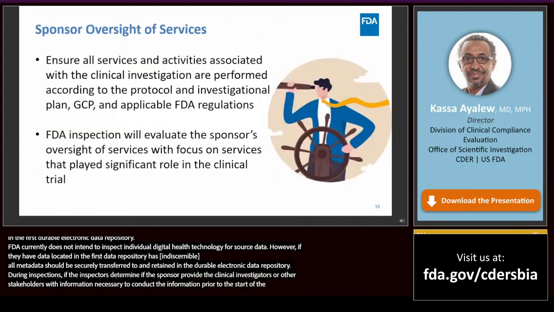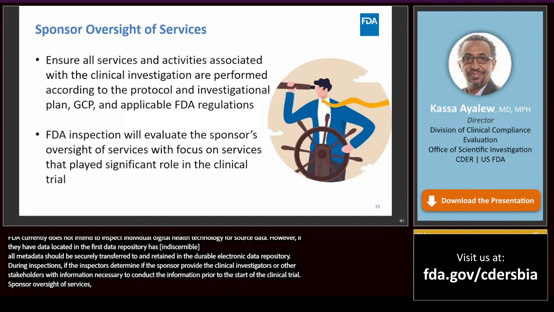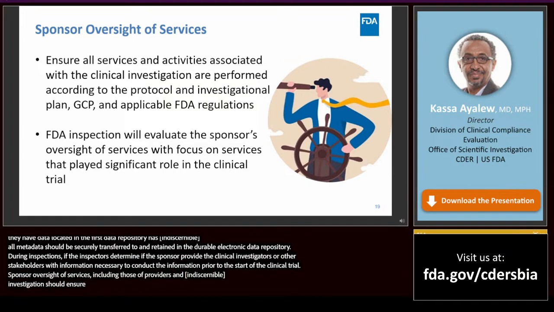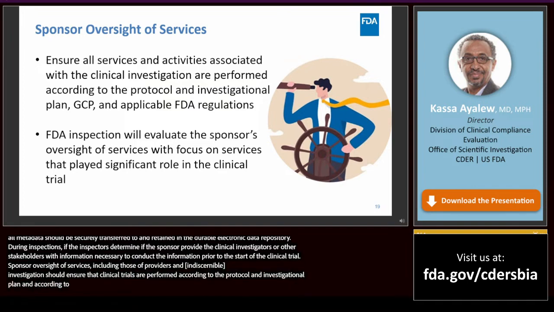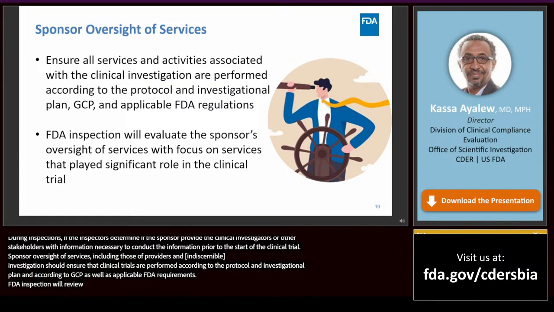Sponsor oversight of services, including those outsourced to service providers and activities associated with the clinical investigation, should ensure that clinical trials are performed according to the protocol, investigational plan, and GCP, as well as the applicable FDA regulatory requirements. FDA inspection will review and evaluate the sponsor's oversight of services, with a focus on services that play a significant role in a clinical trial.